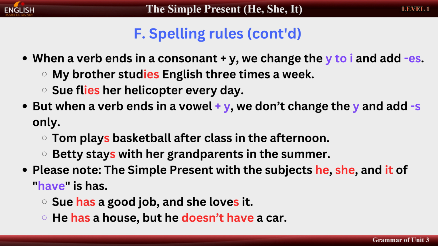Please note, the simple present with the subjects he, she, and it of have is has. Sue has a good job and she loves it. He has a house, but he doesn't have a car.